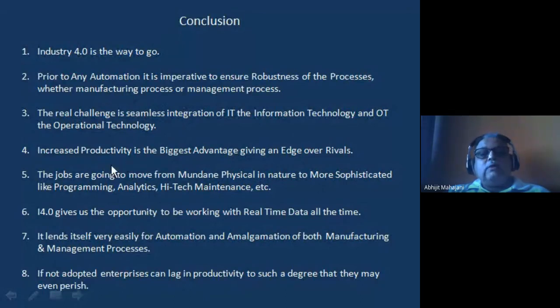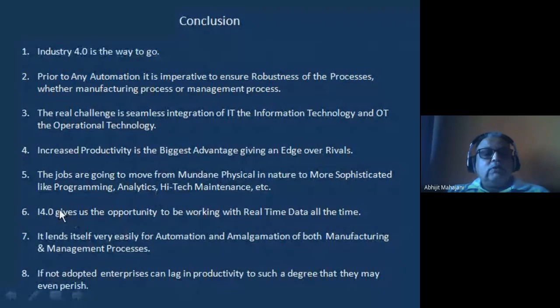Increased productivity is the biggest advantage, giving the edge over your rivals. This is the reason why Industry 4.0 should be implemented by everyone, because if someone who is not as productive as you implements Industry 4.0 and goes ahead of you, you are lost. The jobs are going to move from mundane physical in nature to more sophisticated jobs like programming, analytics, high-tech maintenance, etc. So people will have to change their mindset and move to a different level altogether.